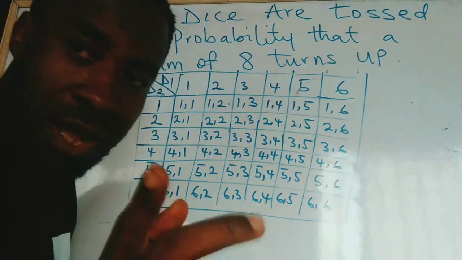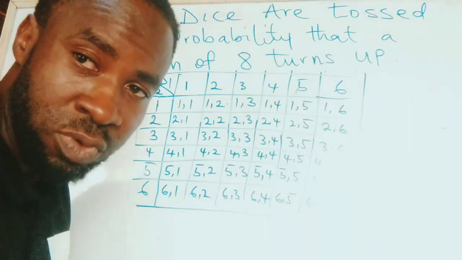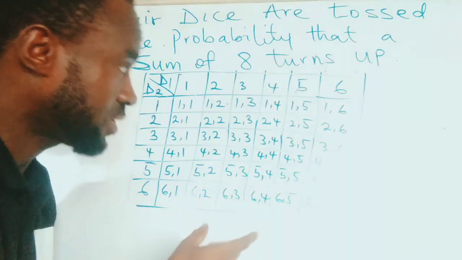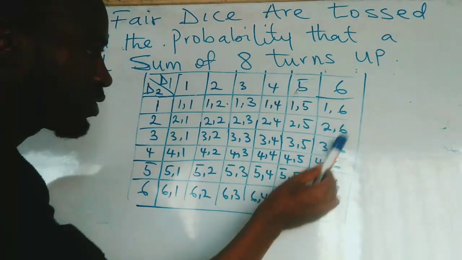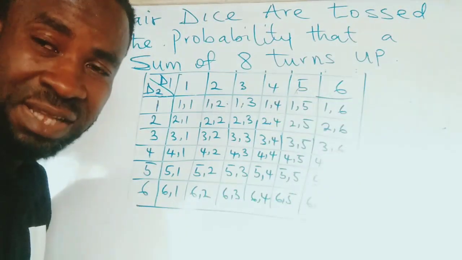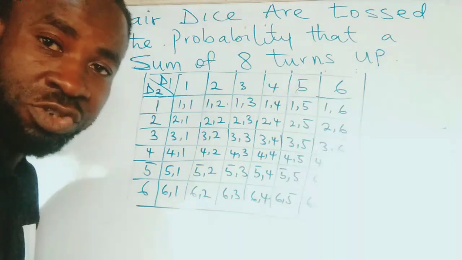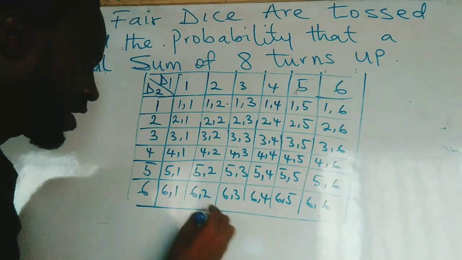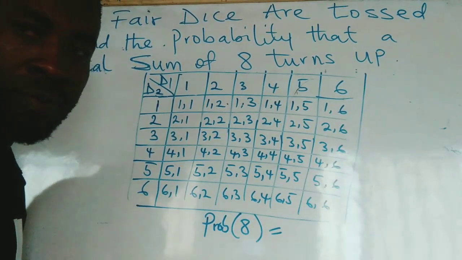So everything I have written here, they are the total possible outcome, which we also call the sample space. Now, if you count them, we have 1, 2, 3, 4, 5, 6 on the row, 1, 2, 3, 4, 5, 6 on the column, which means everything here is a total of 36. That is what we call the total possible outcome, which is also known as what? The sample space.